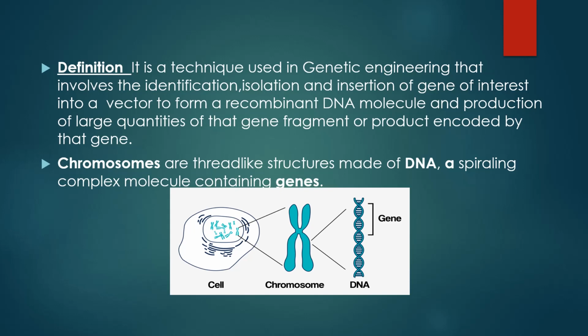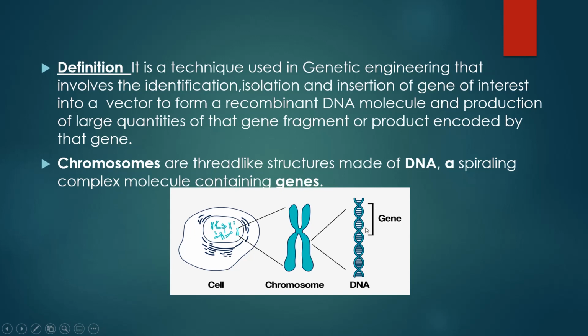So we already know that a cell contains a nucleus. If we zoom the nucleus, it contains genetic material. For example, chromosomes are thread-like structures that are made up of DNA. If we zoom the chromosome, we can see the DNA. This is the double helix DNA. Clear? So if we zoom the DNA, we can see the gene.